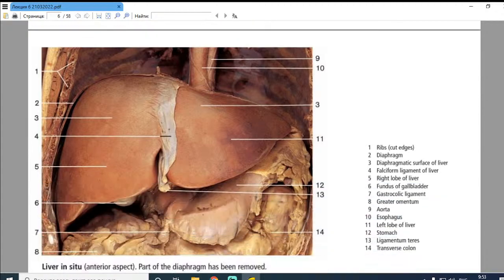Liver in situ, you see the liver. This is the right lobe. This is the left lobe. This is the ligamentum falciforme hepatis, and you see the ligamentum teres hepatis. This is the margo. Diaphragm.